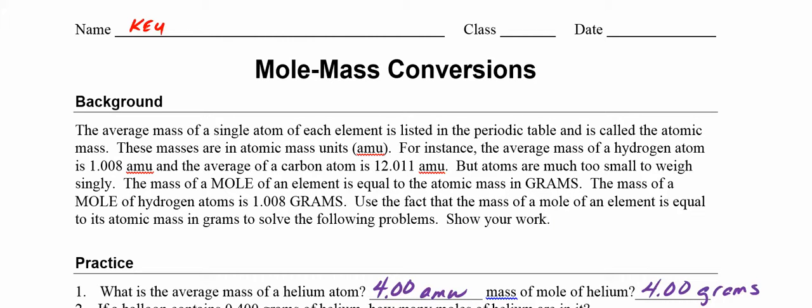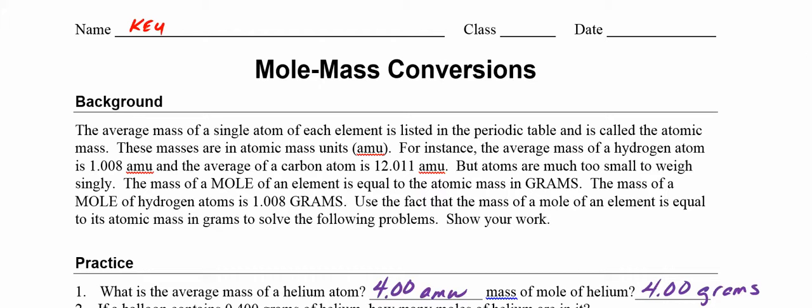All right, let's go ahead and get started. We want to take a look in this worksheet at the relationship between the mole and mass. Remember that on our last worksheet, we were looking at the relationship between moles and particles. And we said that there were 6.022 times 10 to the 23rd particles, whether they be atoms or ions or formula units, in 1 mole. But how much do they weigh?